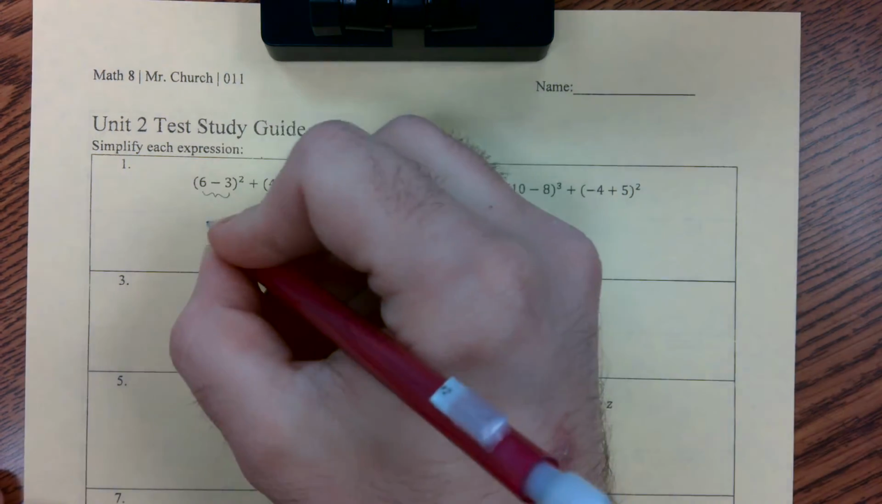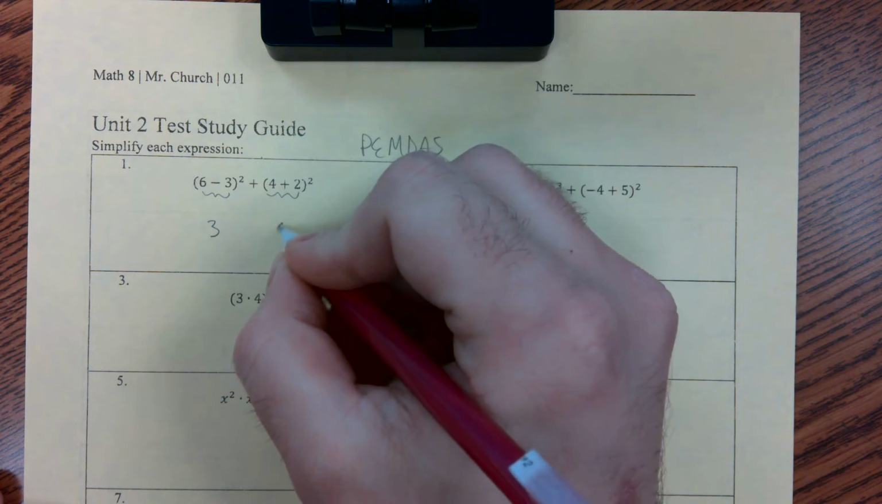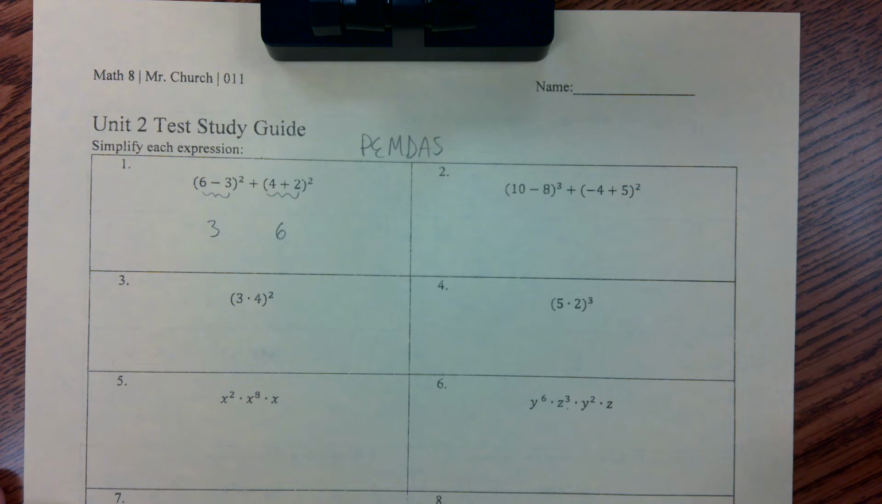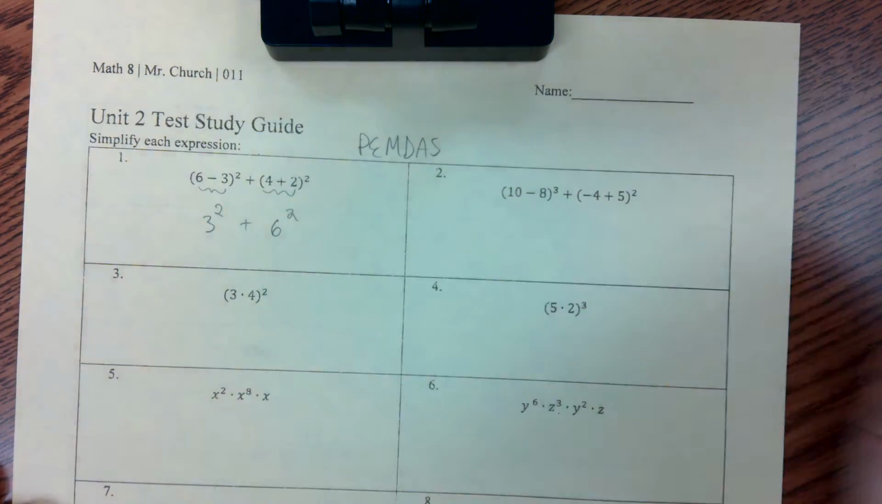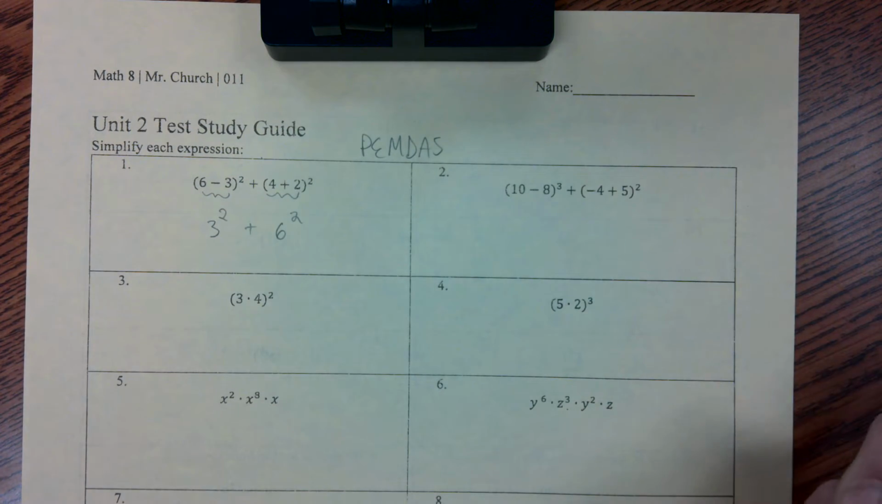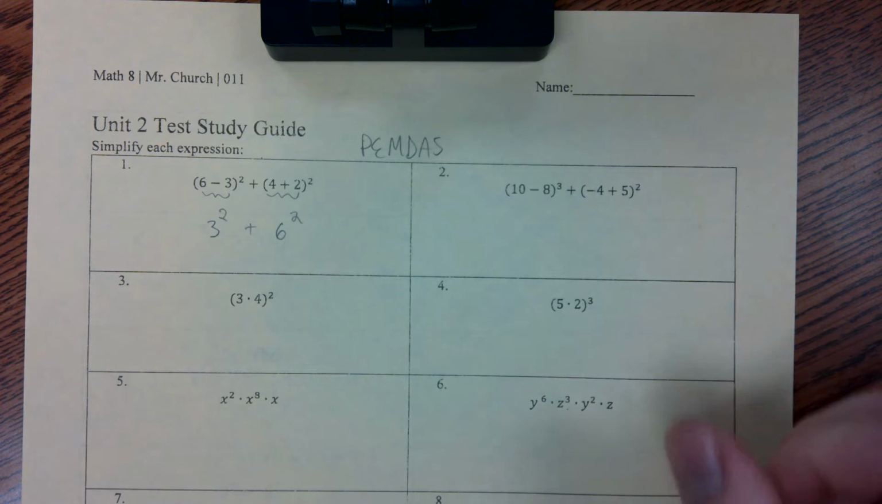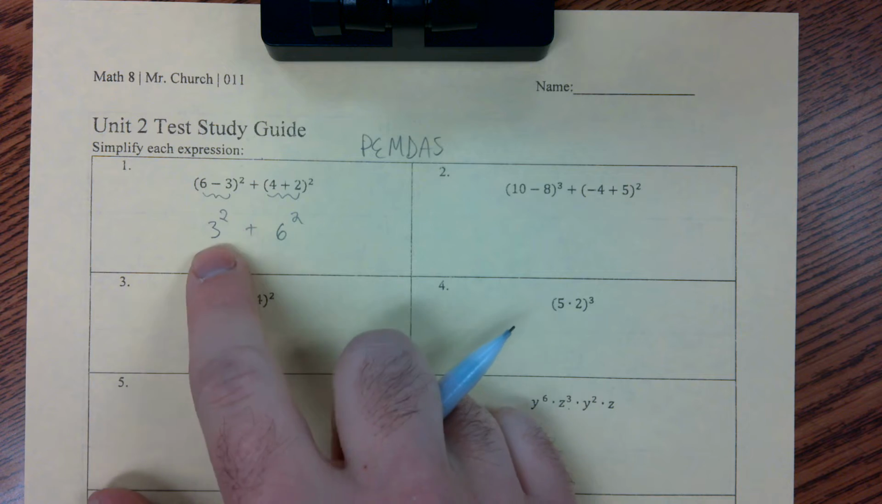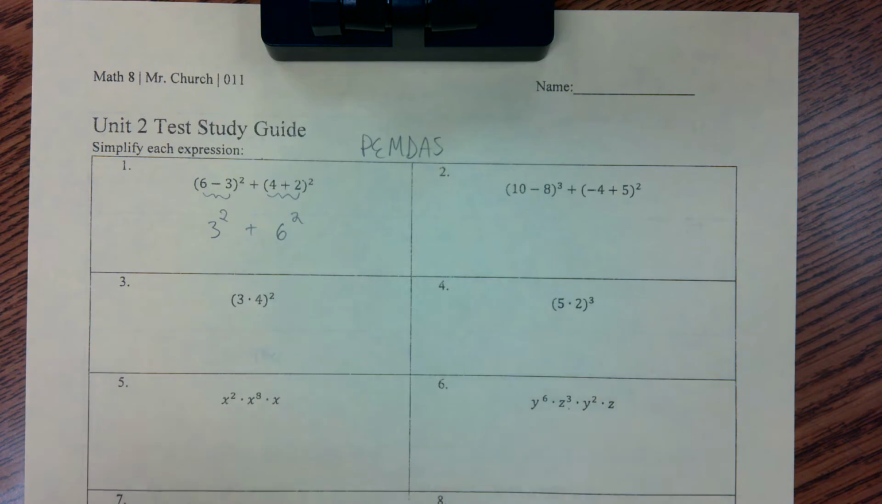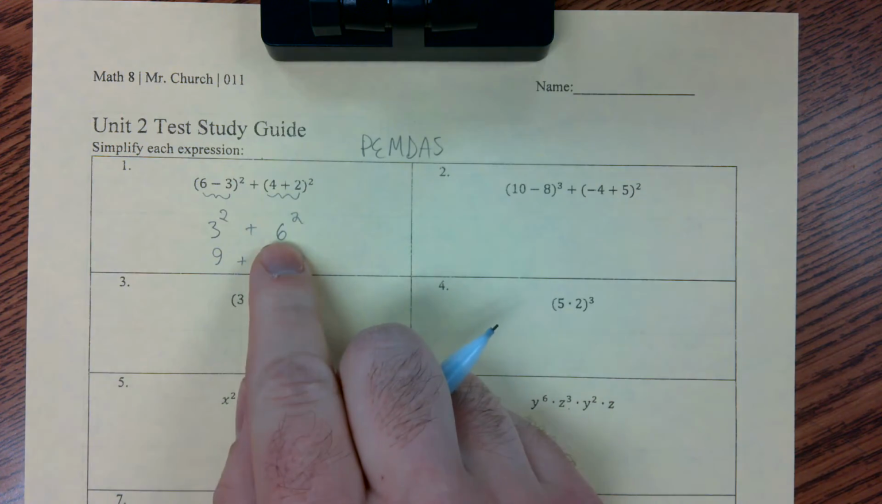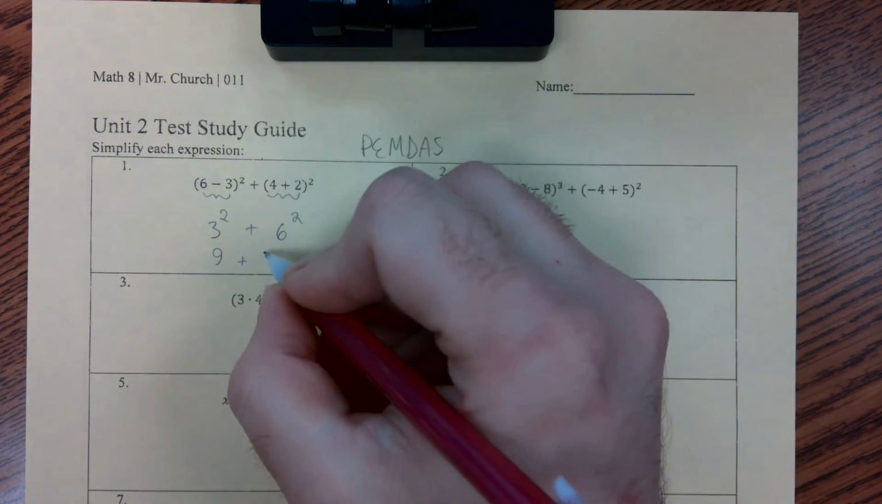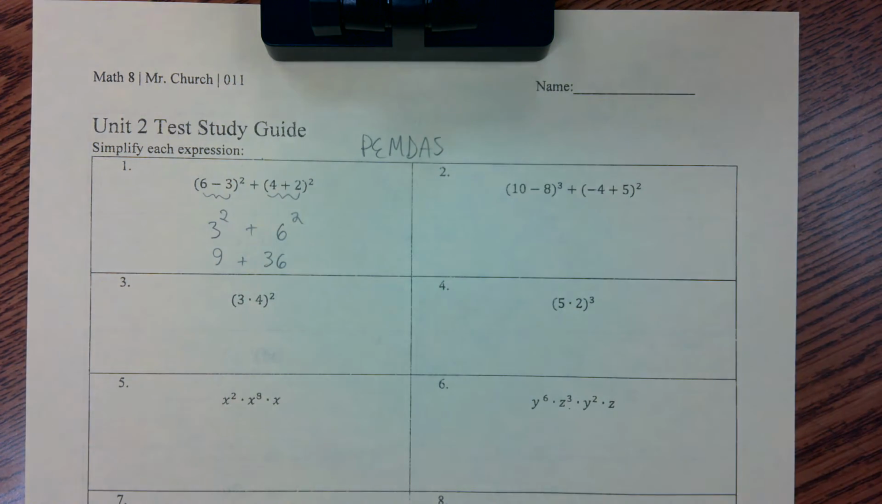6 minus 3 gives us 3. 4 plus 2 gives us 6. We still have those exponents attached and a plus sign in the middle. What does the E in PEMDAS stand for? Exponents, right? So now let's evaluate these exponents. 3 squared is just 3 times 3, which is 9. And 6 squared is 6 times 6, which is 36.